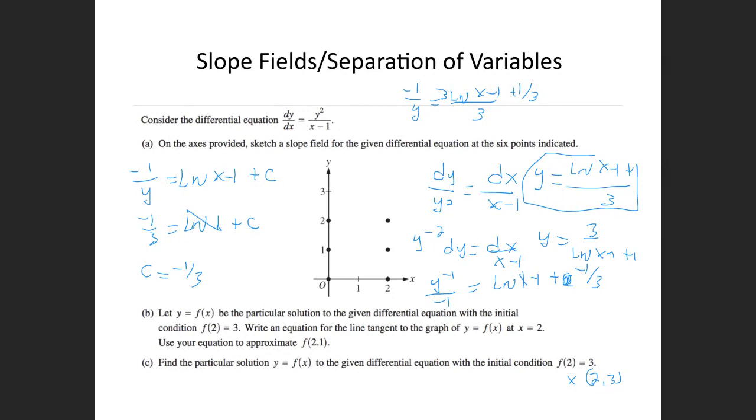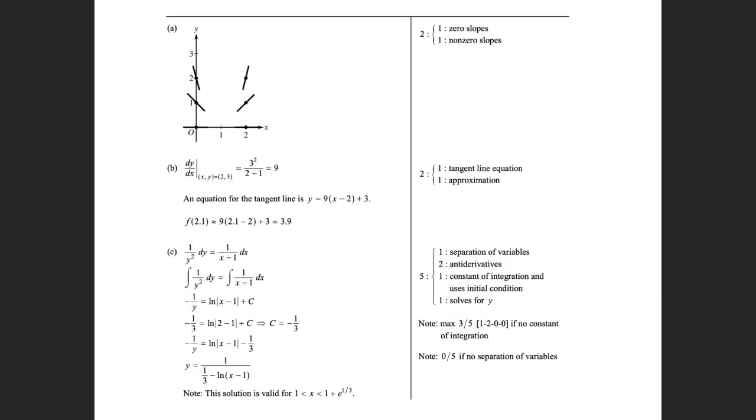All right. So these are types of problems, separation of variables. It's one of those key things that they want you to be able to do. So let's take a look at the answer key here. So here's the slope field. 2 points for being able to get the slope field. That's pretty good. 2 points just to write the equation and come up with 3.9 there.